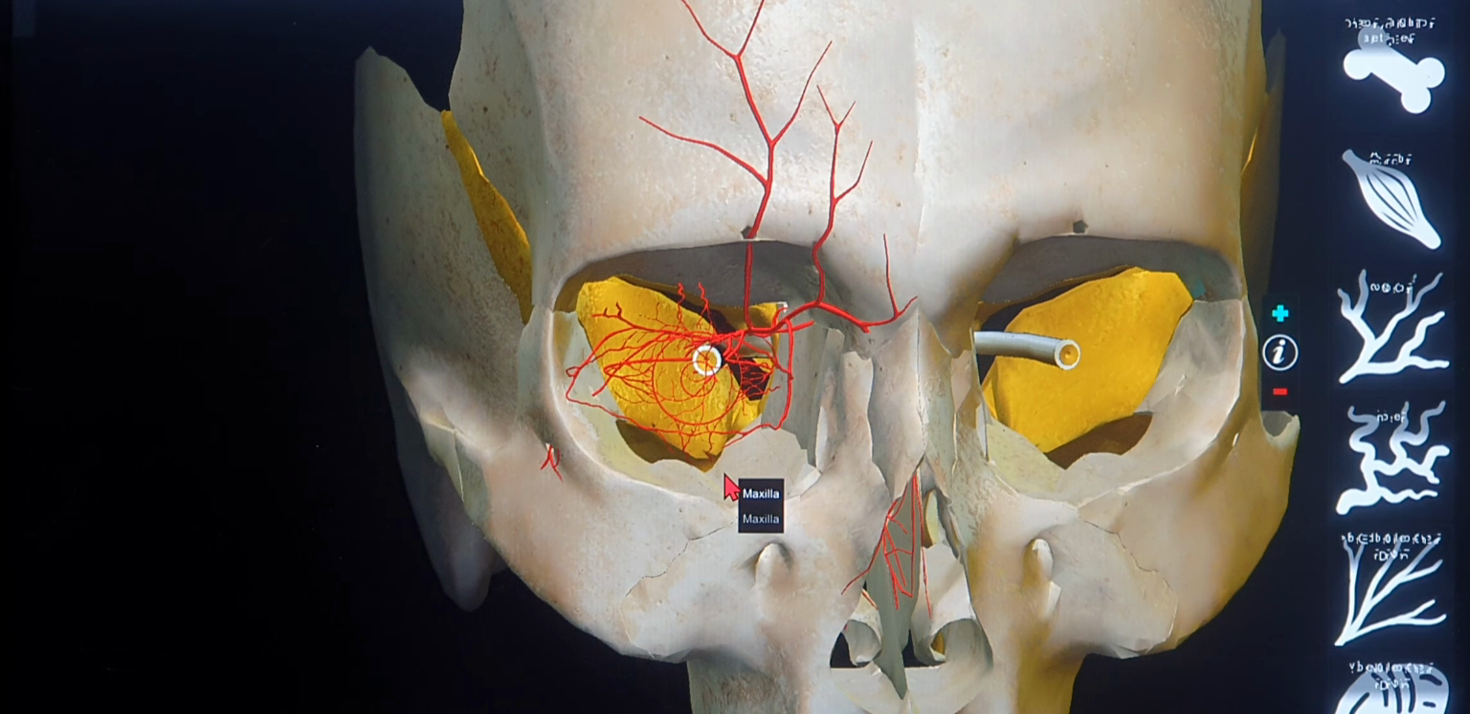In the next video, I'll be talking about cavernous sinus thrombosis, how you can differentiate that from the superior orbital fissure syndrome, and also how you can differentiate the superior orbital fissure syndrome from the orbital apex syndrome, which is also called Jacod's syndrome.